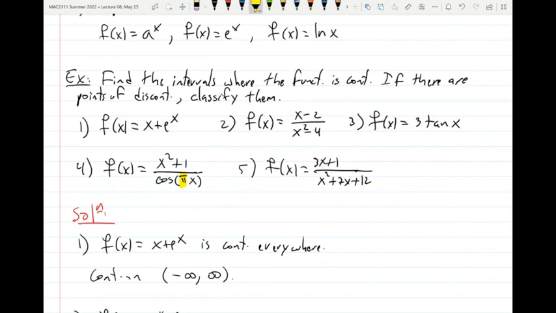Do you understand that everything else is okay? The top is a polynomial, so the top is continuous everywhere. The bottom is continuous everywhere because cosine is continuous everywhere. So the quotient will be continuous except where the bottom is 0. To find continuity of this function, you just have to find when the bottom is 0.